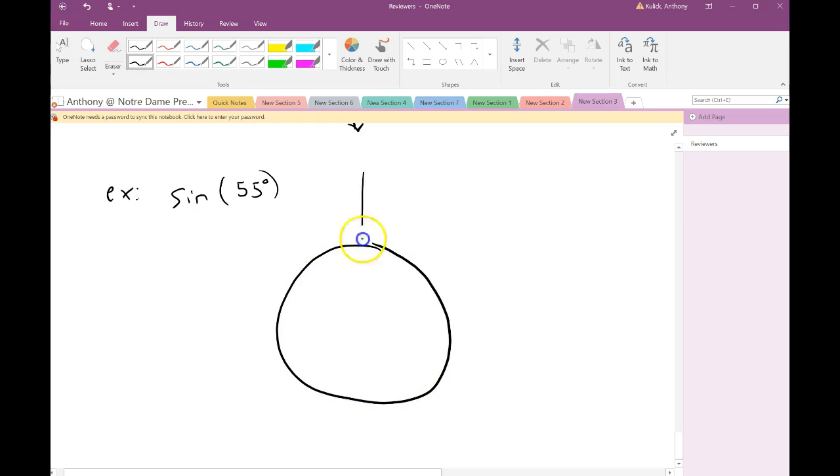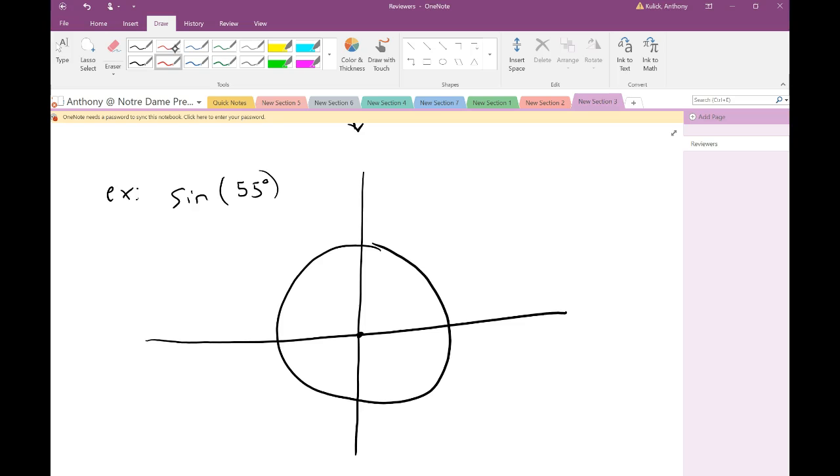I apologize for my poor circles. They're a little lumpy. So I'm going to start by estimating where 55 is on this circle. So this is halfway between 0 and 90, right? So that's 45. So 55 might be, say, right here. Everybody's okay with that as an estimate? Yes?